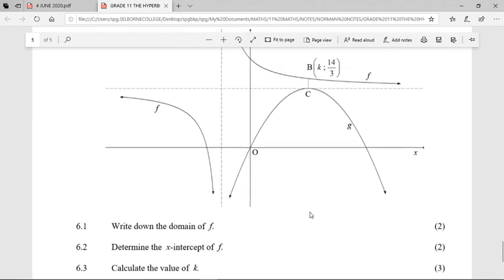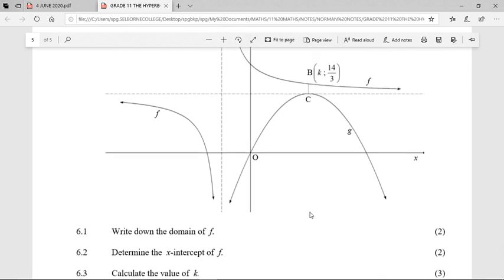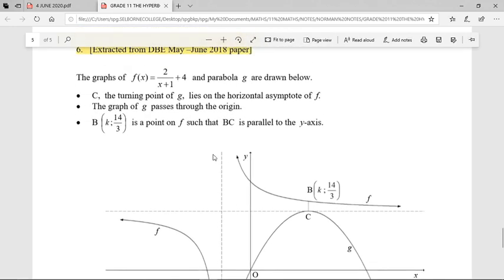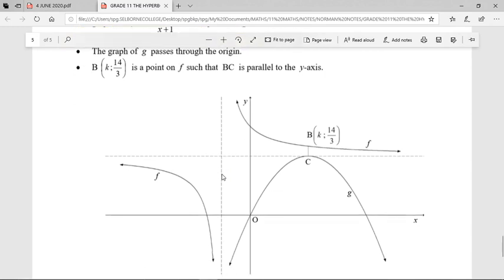Now we go to the question. Write down the domain of f. The domain of f refers to the x values of f, and f is our hyperbola, and f will touch and affect all the x values, except this vertical asymptote here. So what is the value of this vertical asymptote? Because it's shifted 1 to the left, because of that x plus 1 over there, it means that this vertical line over here is the line x equals negative 1.